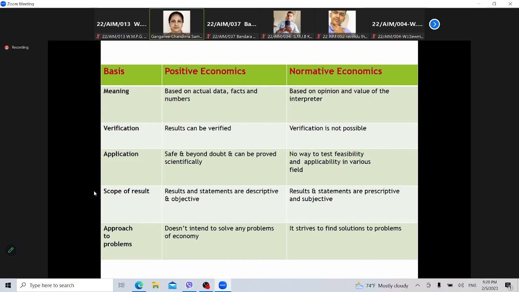Positive economics doesn't intend to solve any problem in the economy, because there are no problems, just testing theories, like demand theory: whether when the price of a particular good increases, demand decreases, and whether when the price of a particular good increases, the supply increases. You will learn this under demand and supply. Okay. In normative economics, it strives to find solutions to problems, because we are working on problems in normative economics. Now, have you got a slight idea of how positive economics thinks and how normative economics thinks? Or should I explain it again?